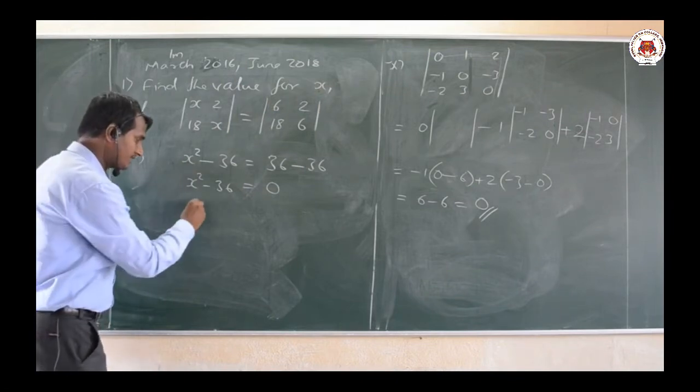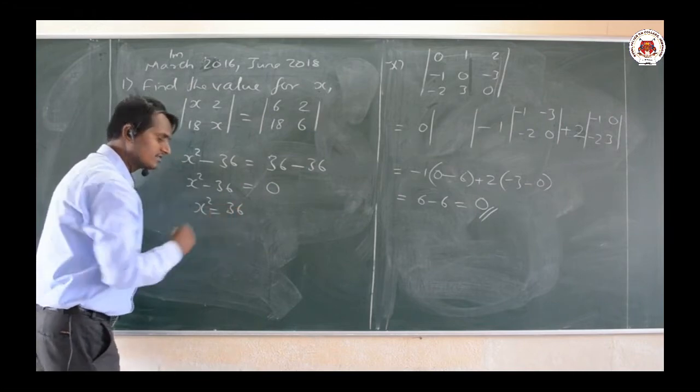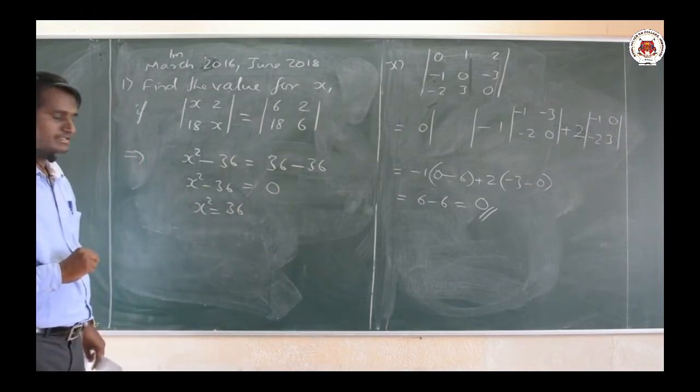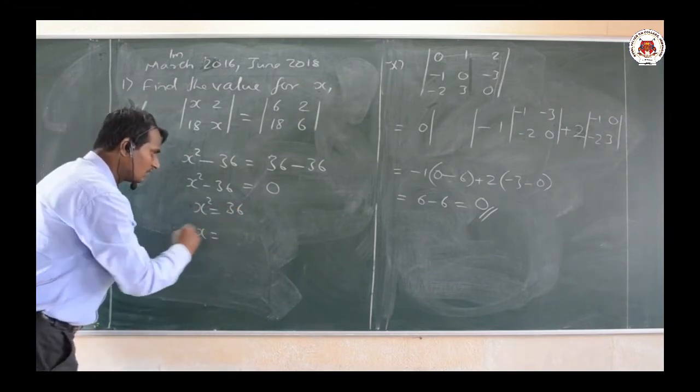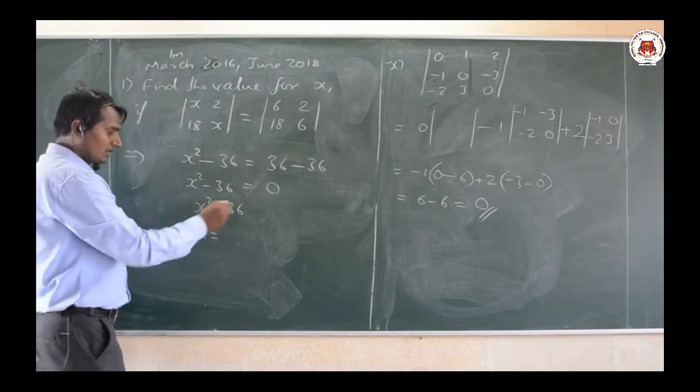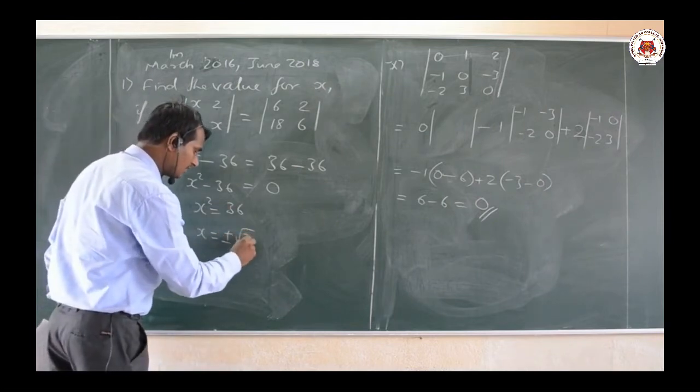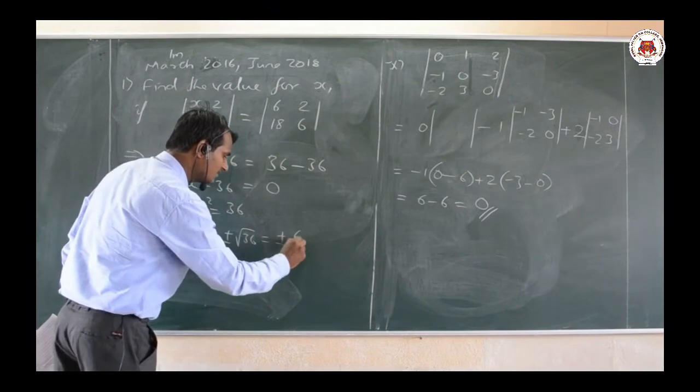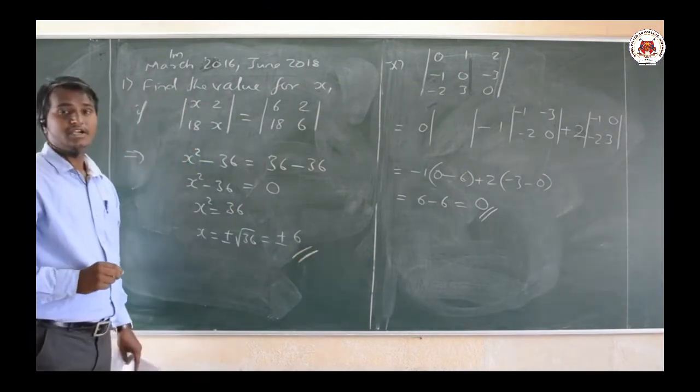Quadratic equation it is. That is x square equal to 36. Then x equal to what we get now, that is plus or minus square root of 36. The value will be plus or minus 6. That is your required result.